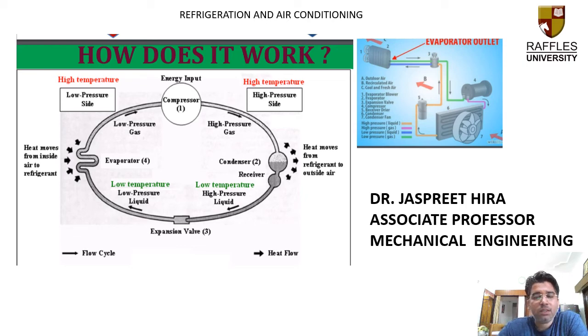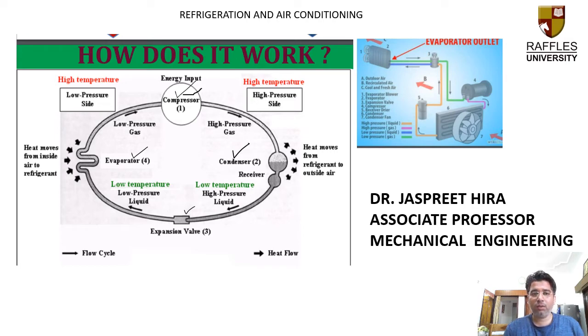Okay, so students, now I'll elaborate in more detail the classification for refrigeration and air conditioning. We have the schematic layout which represents the components: compressor, number one. Then number two, we have the condenser. Then number three, we have the expansion valve. Number four, we have the refrigerator.